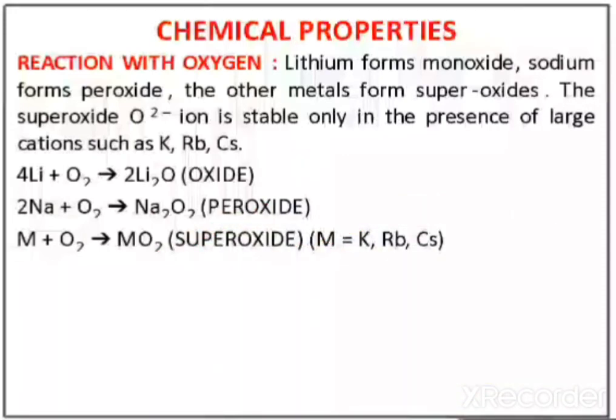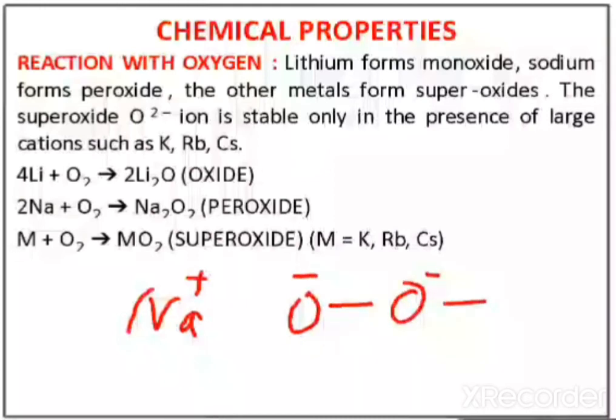In case of peroxide, the structure will be sodium Na plus, oxygen, single bond, oxygen. Both oxygens have -1 charge, like this. Since sodium has donated 1 electron to oxygen, we will erase this positive sign.